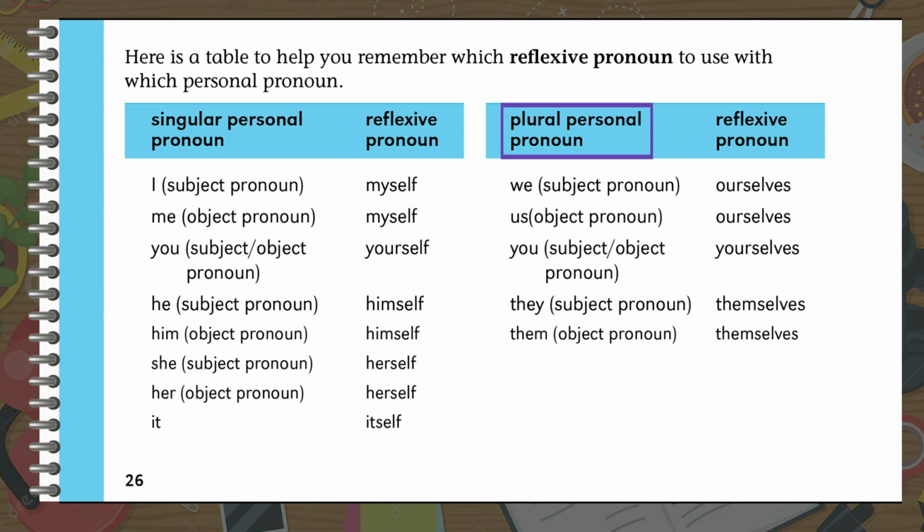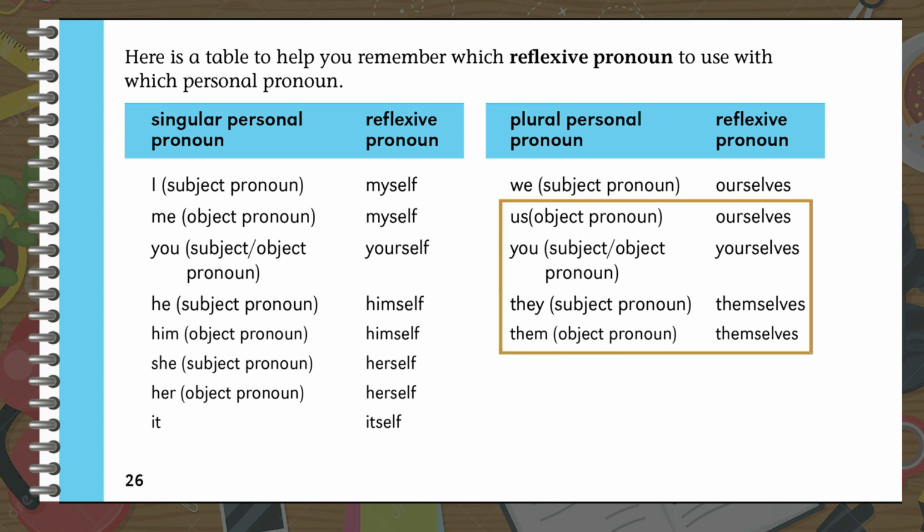Plural personal pronoun, reflexive pronoun. We, subject pronoun: ourselves. Us, object pronoun: ourselves. You, subject or object pronoun: yourselves. They, subject pronoun: themselves. Them, object pronoun: themselves.